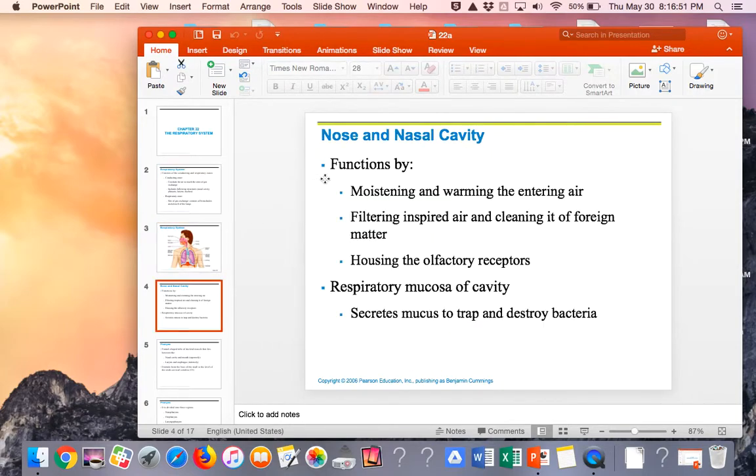You should recall the three modifications we make to incoming air, and that's to moisten it. We add water vapor, we warm it closer to body temperature, and it's filtered. Debris and potentially infectious agents are trapped and prevented from getting into the lungs.